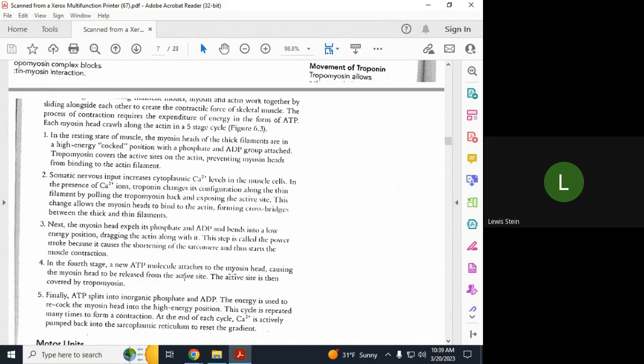The new ATP attaches to release it. So we need ATP for the release and the recocking of the head. We need ATP for the action potential to be generated in the first place. We need ATP to pump the calcium back into the sarcoplasmic reticulum. There's a lot of energy dependence for muscular activity.